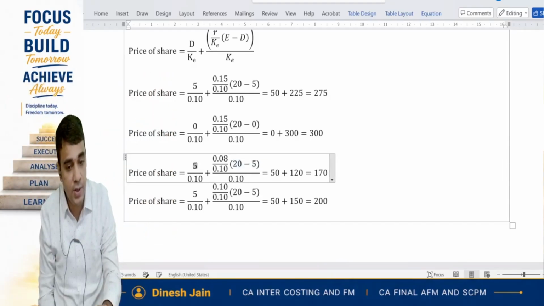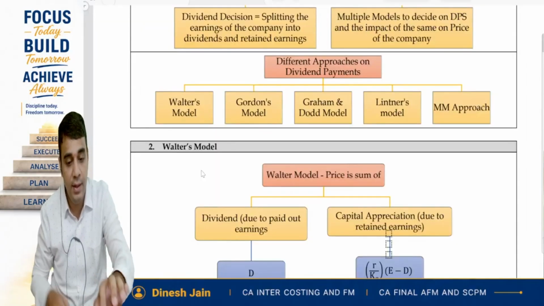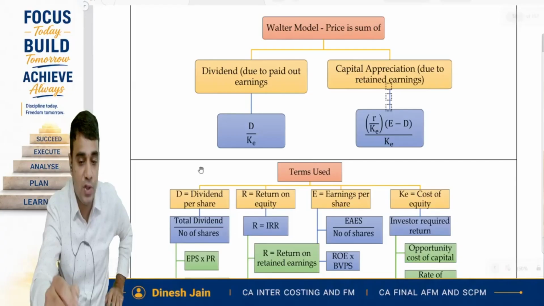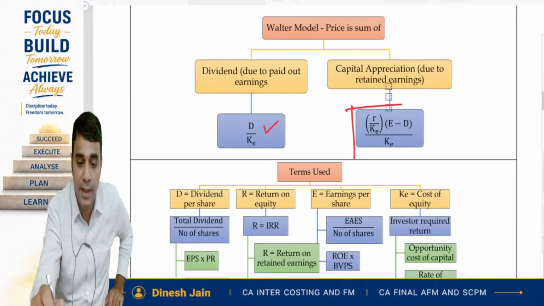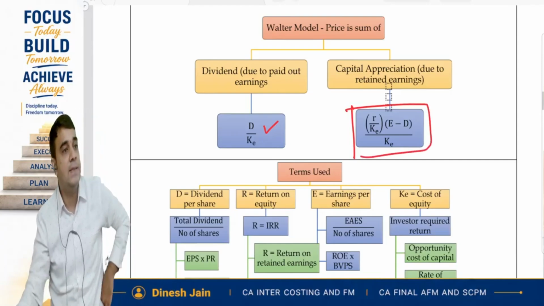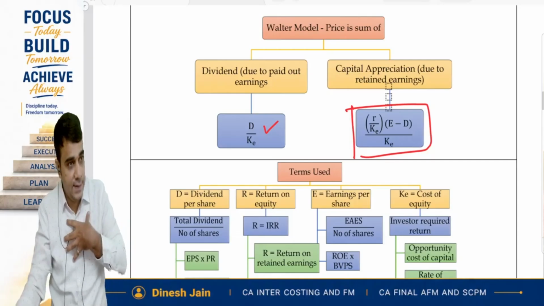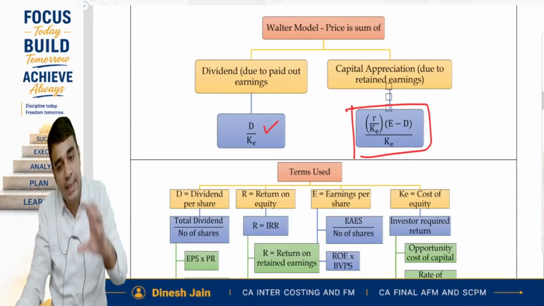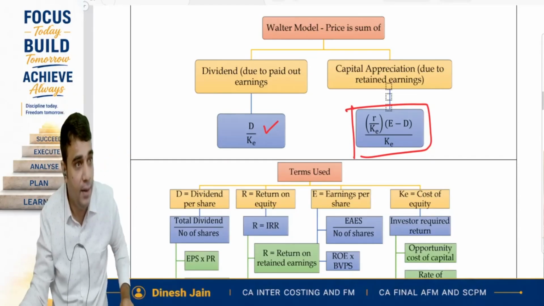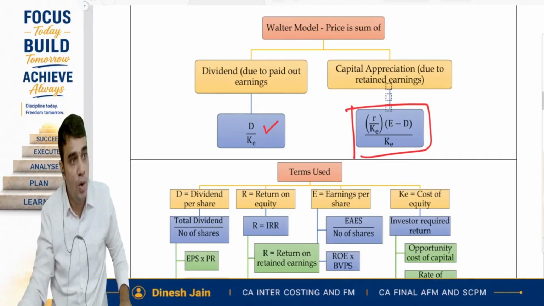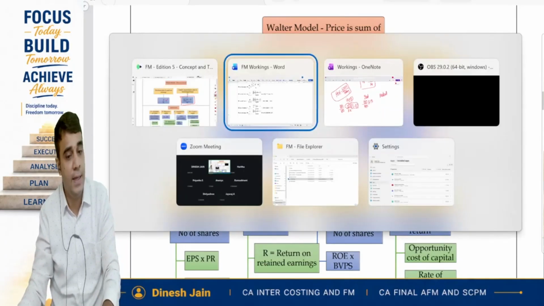I'll repeat the logic again. The concept is very simple. Our value has two parts: D by KE plus R by KE into E minus D, divided by cost of equity. As a CFO of the company, I can decide whether to pay dividends or no dividend. As you change the dividend percentage, value will keep changing.